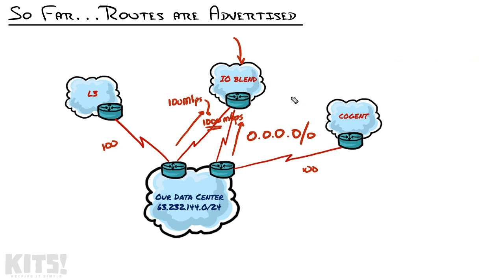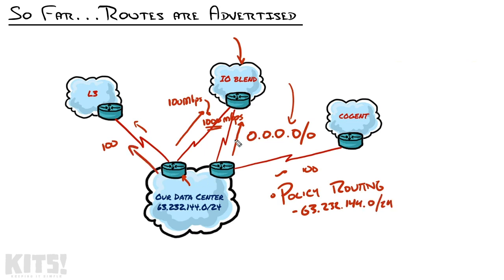Now you might be wondering, well, if your default route is pointing out here, are you even using these circuits? Are they just sitting there idle? And that's my point exactly. We're in the real world where things aren't quite as pretty. Here's what we did. On this router, which currently hosts the Level 3 connection, we set up policy routing. What we said is if there's any addresses that are in that 63.232.144 subnet, send it this way. Override the default route that we have going out the IO blend. Everything else, use the default.